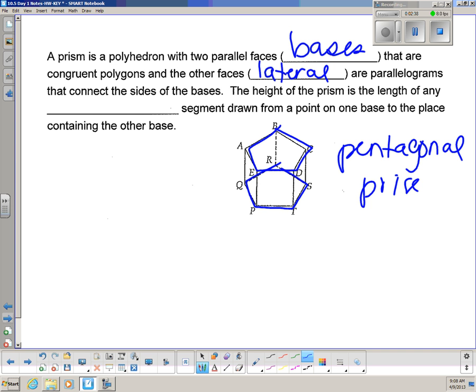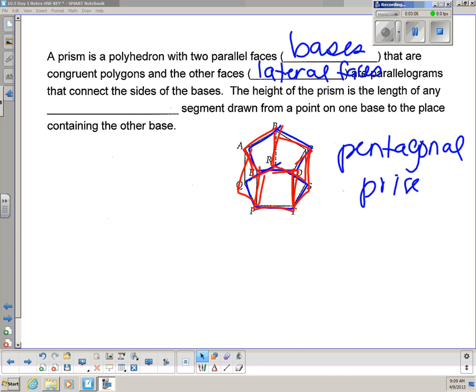Now remember, it's very hard to show a 3-dimensional object on a 2-dimensional piece of paper. All of the lateral faces around it happen to be parallelograms. So all the sides that connect pentagon to pentagon, these lateral faces, are all parallelograms. The height of the prism is the length of any perpendicular segment drawn from a point on one base to a point containing the other base.